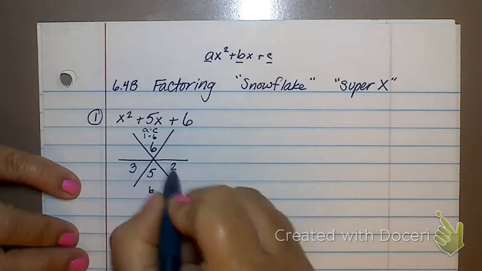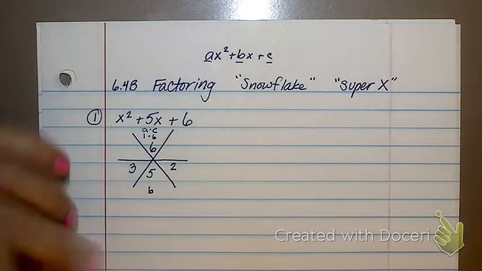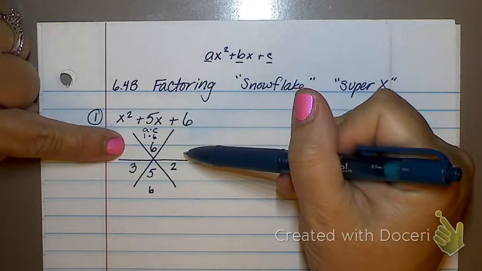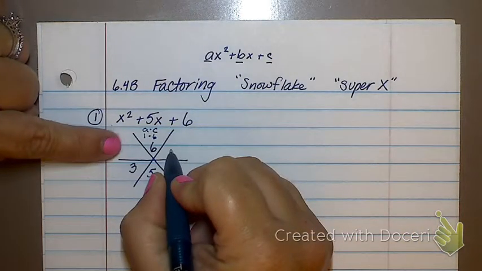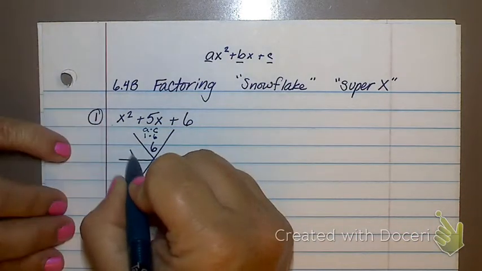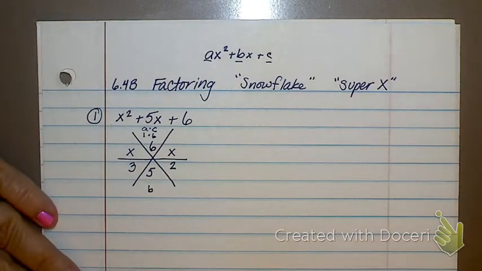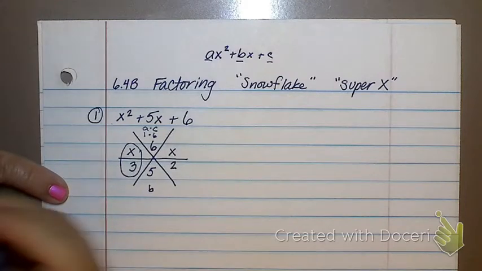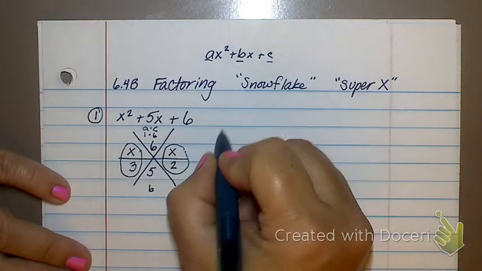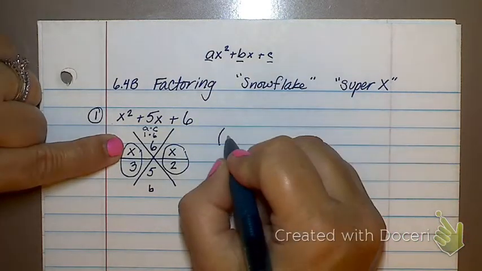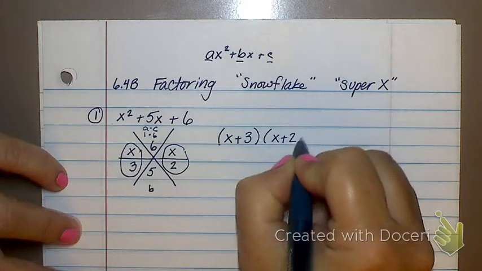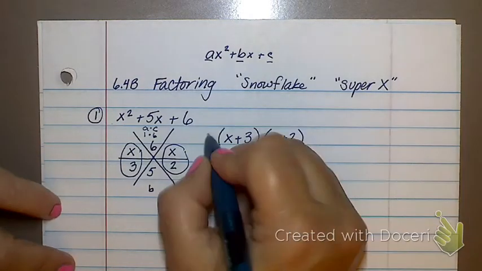Because 3 times 2 is 6, and 3 plus 2 is 5. We've got all positive numbers here. That makes life easy. What do I put up here? AX, right? A is 1, so I have 1x and 1x. Is that the same as the super x? Okay. Last thing I do is I check to see, can I reduce this if it was a fraction? Can't reduce it. Same thing with this one. So I have two parentheses. What are my two parentheses? One of them is x plus 3, the other is x plus 2. Is that exactly the same as the super x? Perfect. So my snowflake is your super x.